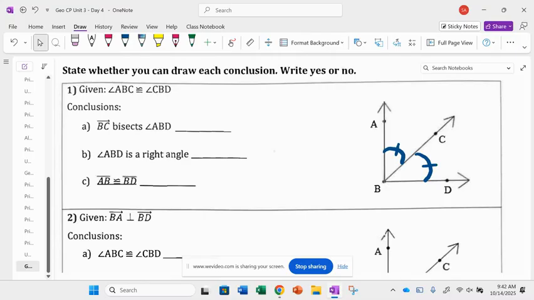Well, if angle ABC is congruent to angle CBD, would we be allowed to conclude that ray BC has bisected angle ABD? Well, remember, what does it mean to bisect an angle? Create two equal what? Because I didn't bisect a segment, I bisected an angle. So we should have two equal angles. Do we have two equal angles there? Yes. So has BC bisected ABD? Yes.